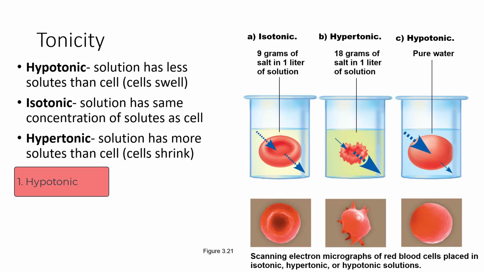Then we have an isotonic solution. That solution has the same concentration of solutes as a cell. Think about a saline drip if you are going to be doing some IV work.